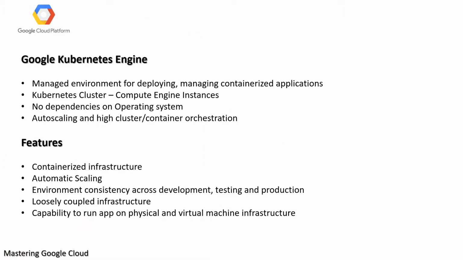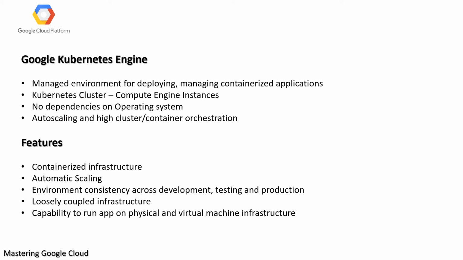So far, we have discussed Compute Engine, which is GCP's infrastructure as a service, which lets you run virtual machines in the cloud and gives you persistent storage and networking for them. And App Engine, which is one of GCP's platform as a service offerings. Now we are introducing you to a service called Kubernetes Engine. Kubernetes Engine is a managed environment for deploying and managing containerized applications.